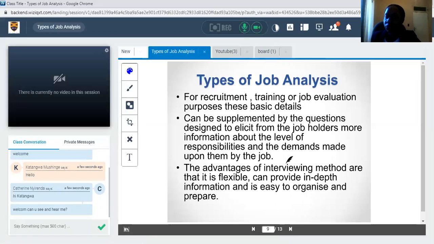It can also be supplemented by questions designed to elicit from the job holders more information about the level of responsibilities and demands made upon them by the job. The advantages of the interviewing method are that it is flexible and can provide in-depth information, and it's easy to organize and prepare.